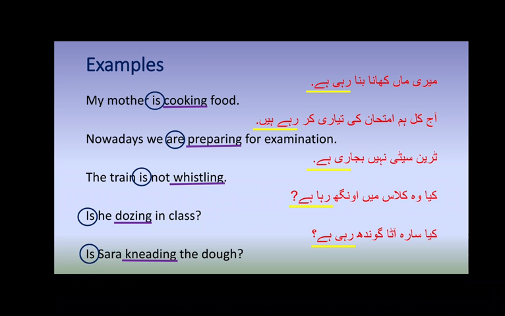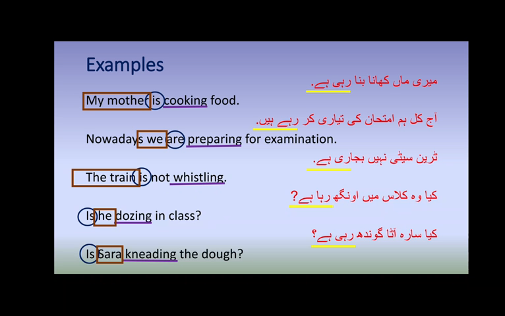Okay, so in some examples, you will see is as the helping verb, and in the second example, you will see that are is the helping verb. So why is that so? It is because of the situation of the subject. If your subject is singular, like my mother, your helping verb will be is. If your subject is plural, like we, then you will put are as a helping verb. In all other examples, you will see is because the train, he, and Sarah are the singular subjects.